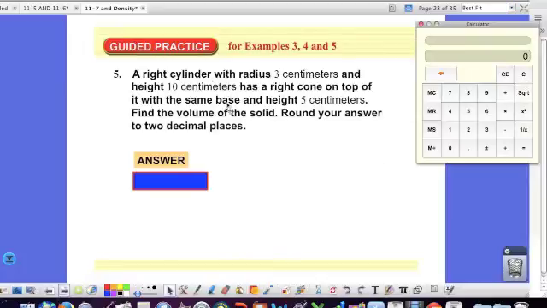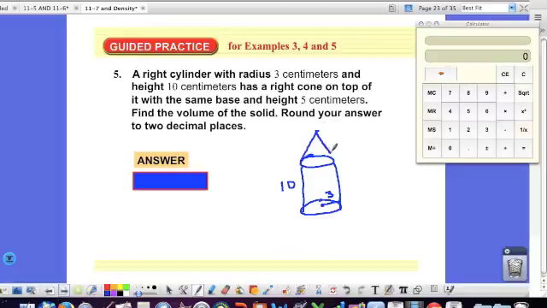So for problem number 5, a right cylinder with a radius of 3 centimeters and height of 10 centimeters has a right cone on top with the same base and height. Find the volume of the solid. So I'm going to draw a little picture there to help me. I have a right cylinder, so that's back to what we were doing yesterday, with a radius of 3 and a height of 10. And it has a right cone on top with the same base and the same height. So let's first do the cylinder.